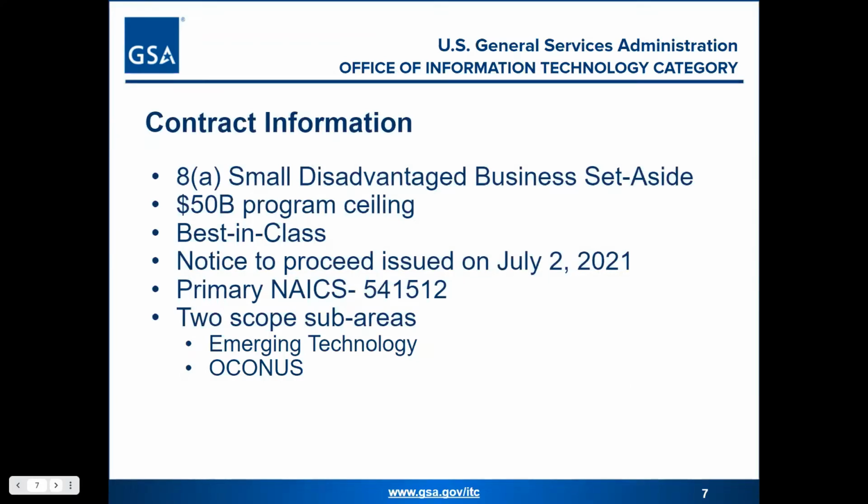There are two scope sub-areas on the 8A STARS 3 GWAC, and the first is emerging technology. So those of you who are industry partners who are awarded within the emerging technology can provide services within that particular area. The second scope area is OCONUS, for those projects that would be outside of the continental United States. For customers who have requirements within those particular sub areas, they would be going out and issuing the solicitation within that scope sub area. So for those of you who are now familiar with eBuy, which everyone should have access to, you may see a requirement that's placed in the main area of 8A STARS 3, the emerging technology area, or the OCONUS area. And we'll talk a little bit more about eBuy in a later slide.